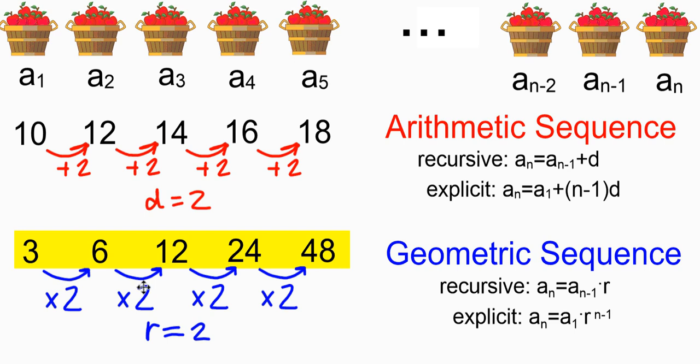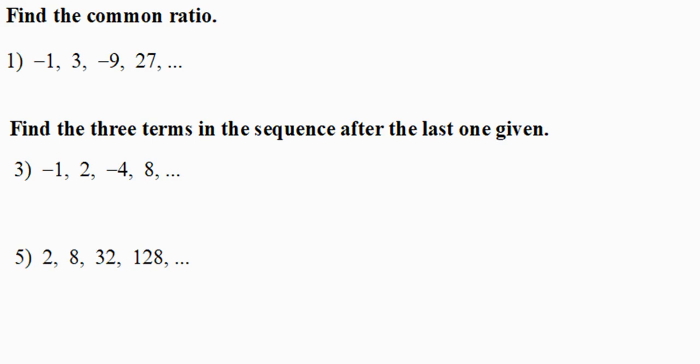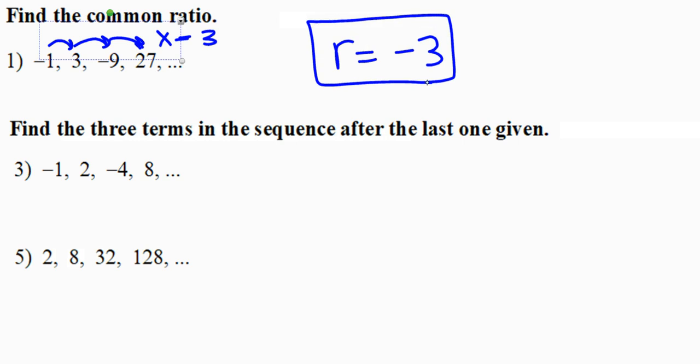All right, so notice in geometric, this number is called an R number. It's a common ratio. Whereas in arithmetic, it was a D number, the common difference. So ratio for geometric. Find the common ratio means find that number that we're multiplying by. So how do we get from this number to the next number to the next number? Well, it looks like we're just multiplying by, not 3, but negative 3. So we would say R equals negative 3. That's it. That's the common ratio.